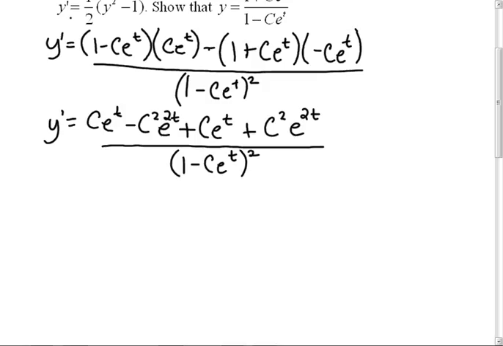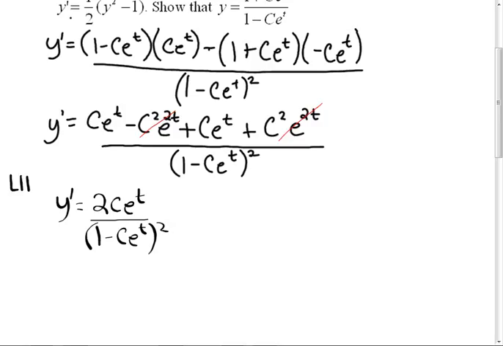What's going to go here? Yep, that goes away. And so I'm going to get y prime is equal to 2c e to the t over 1 minus c e to the t squared. That's not that bad. That's the left-hand side. Now we have to do the right-hand side, which actually looks worse, because it was 1/2 y squared minus 1 all over 2.